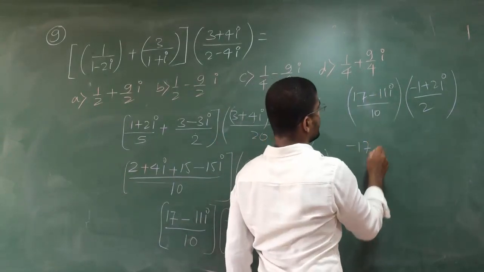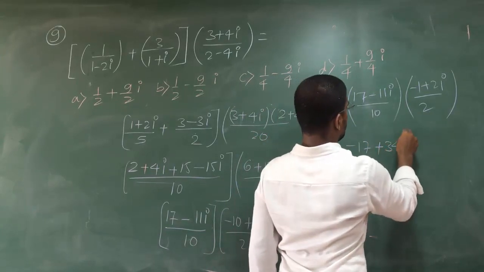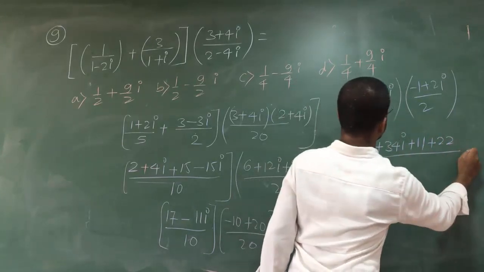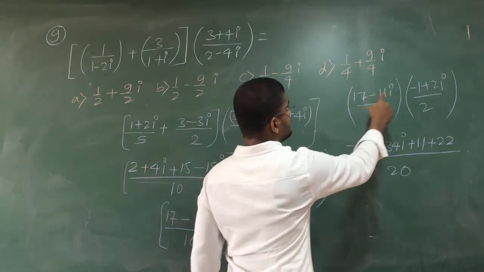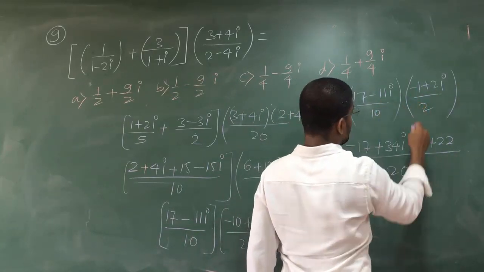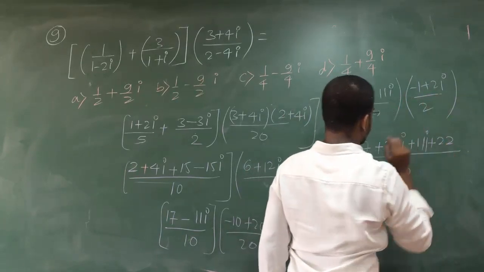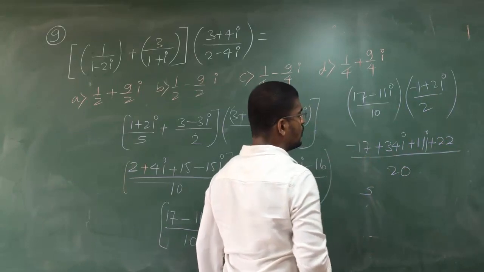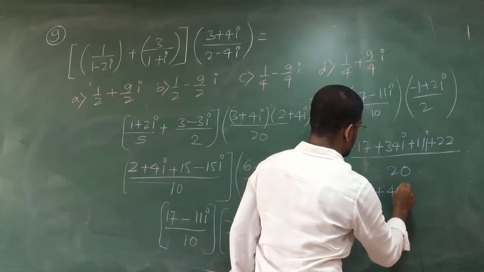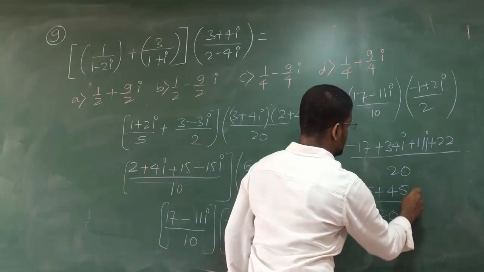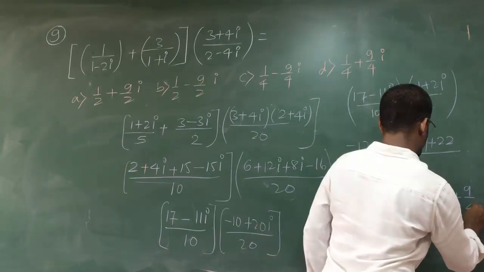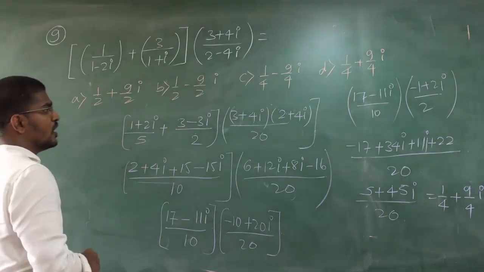17 into minus 1, minus 17, plus 34i, plus 11, minus into minus, that is plus 22, divided by 20. 17 into minus 1 is minus 17, 17 into 2 is 34i, minus 11 into minus 1 plus 11i, this is plus 22. 22 minus 17, 5, plus 34 into 11, 45, divided by 20. So that will be 1 by 4 plus 9 by 4 i.